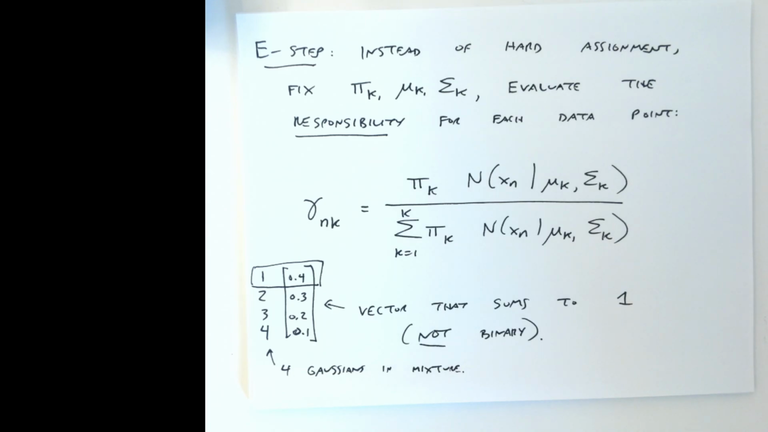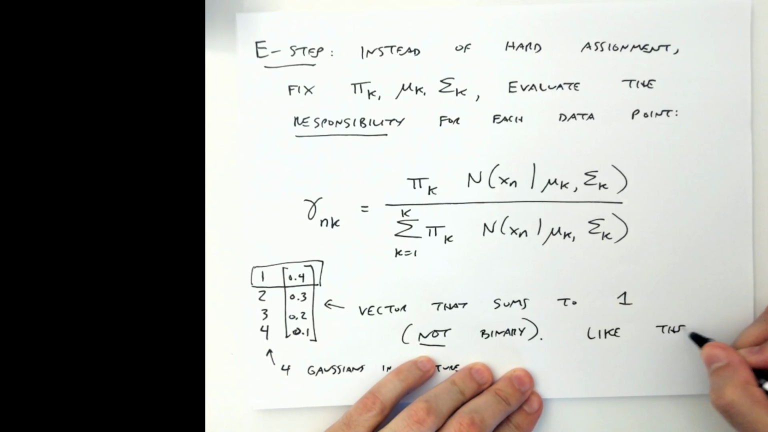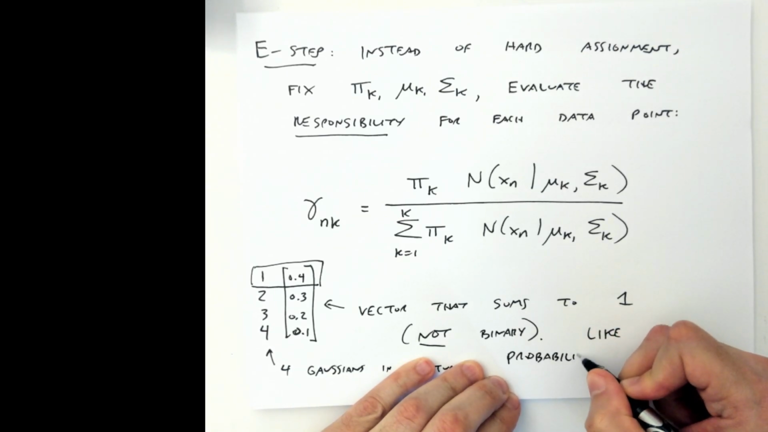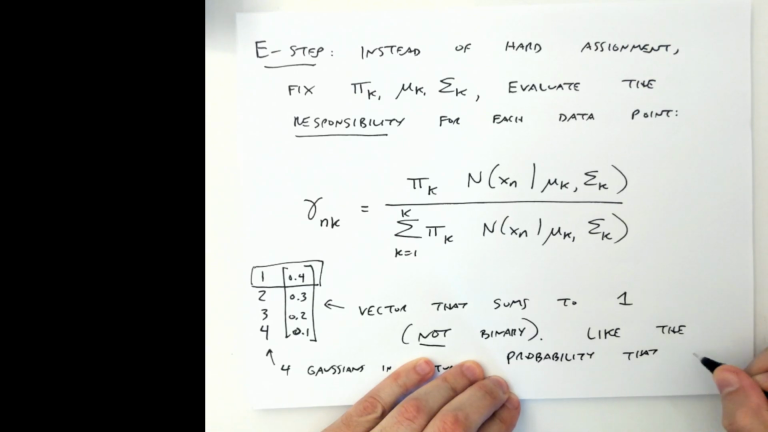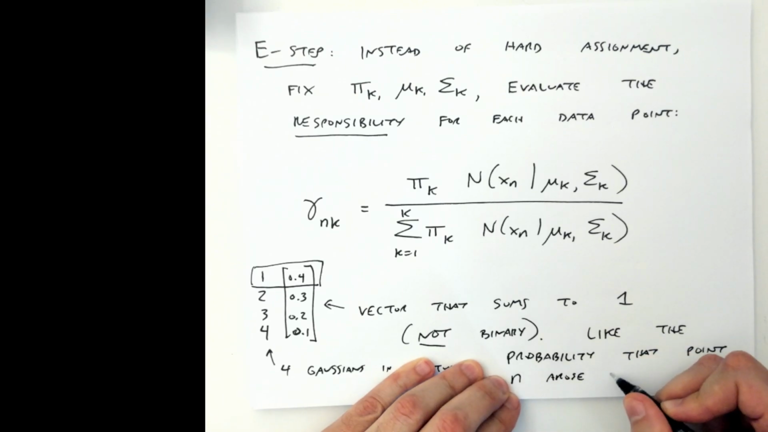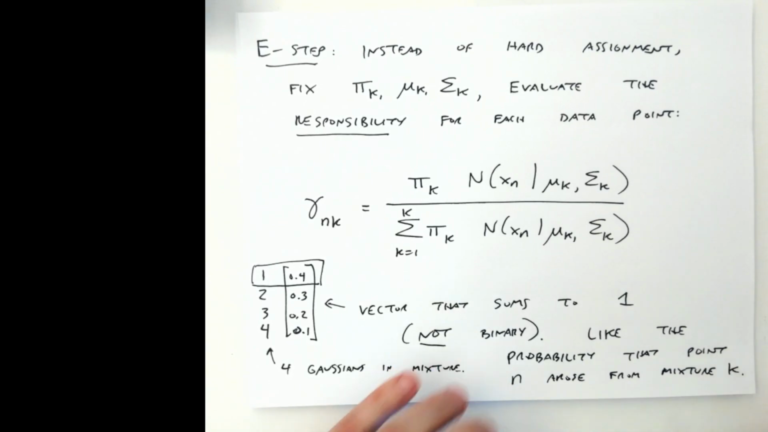So the way to interpret this vector gamma is the probability that this point arose from mixture K, right? The probability that point N arose from mixture number K. How much does mixture K explain what I saw at that point? Okay.